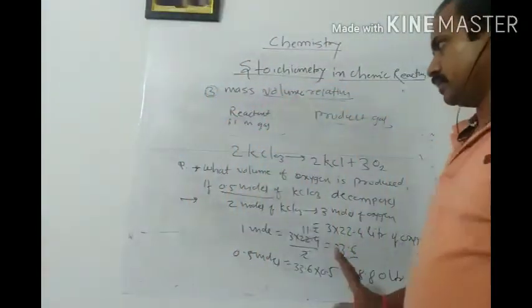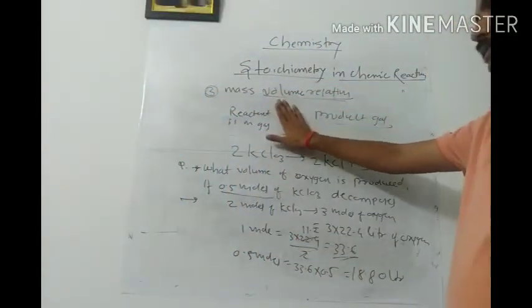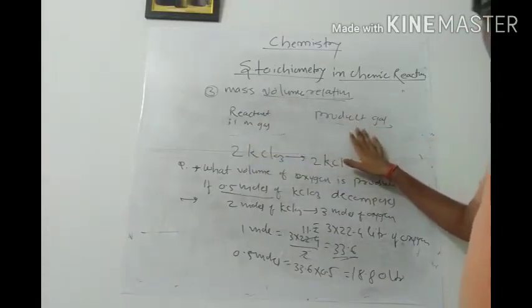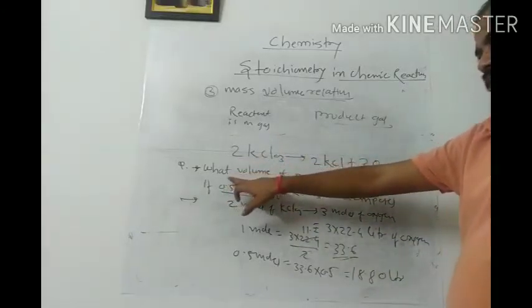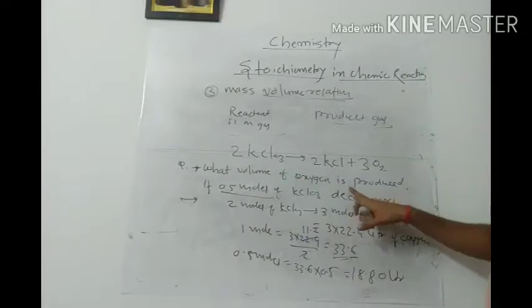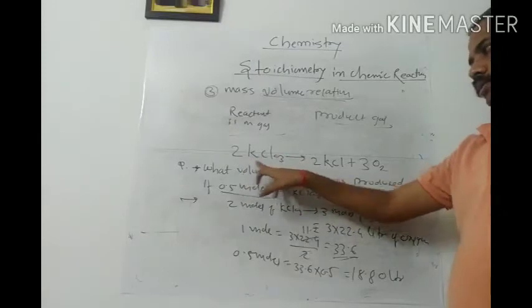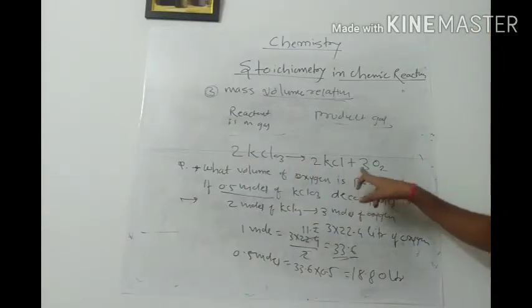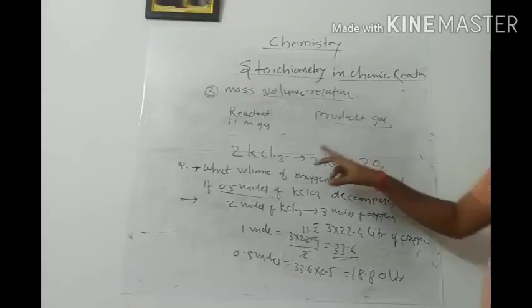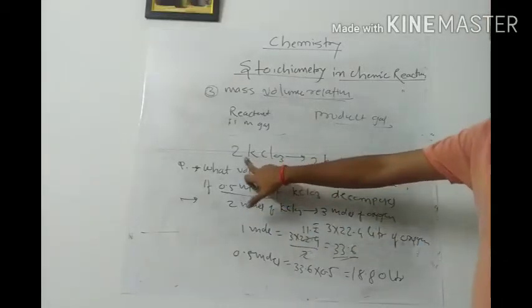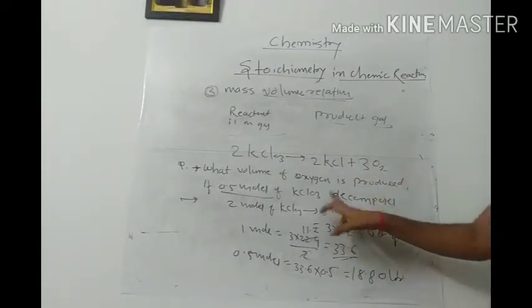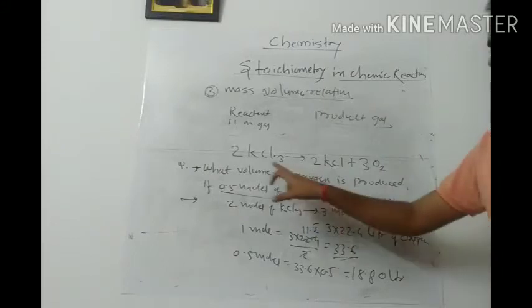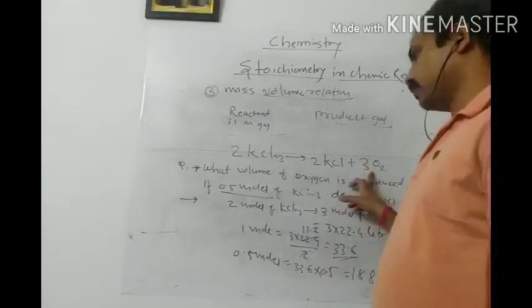In short, in this mass-volume relationship, the reactant is in mass and the product is in volume as well. Here I am giving one example: what volume of oxygen is produced if 0.5 moles of KClO3 decomposes? The reaction is given: 2 KClO3 decomposes into 2 KCl and 3 O2. Based on this reaction I wrote: 2 moles of KClO3 decomposes, it gives me 3 moles of oxygen. Now why am I relating with oxygen? Because the question is related to this term: what is the volume of oxygen? So I am discussing the oxygen.